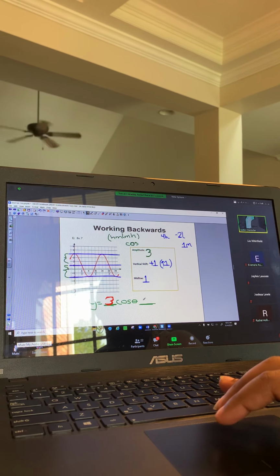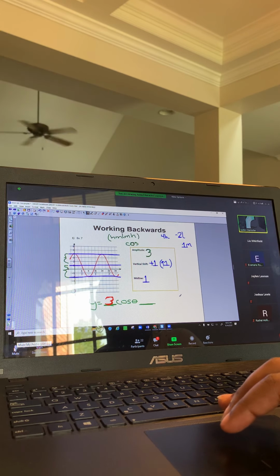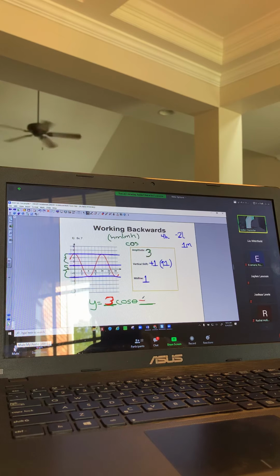All right, and then what goes behind the cosine theta? 1. What kind of 1? The plus 1. Plus 1, because I don't want you to put a 1 there and think that's okay. So plus 1 goes back here.